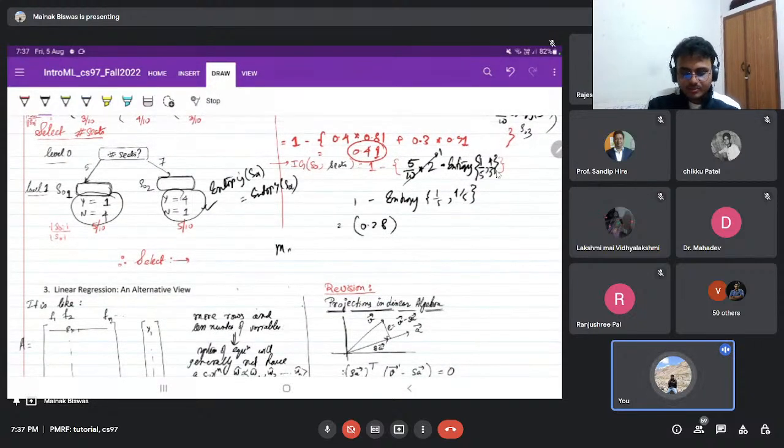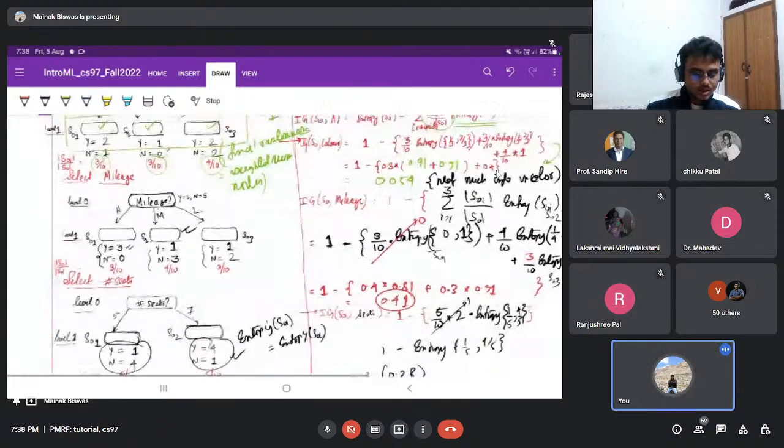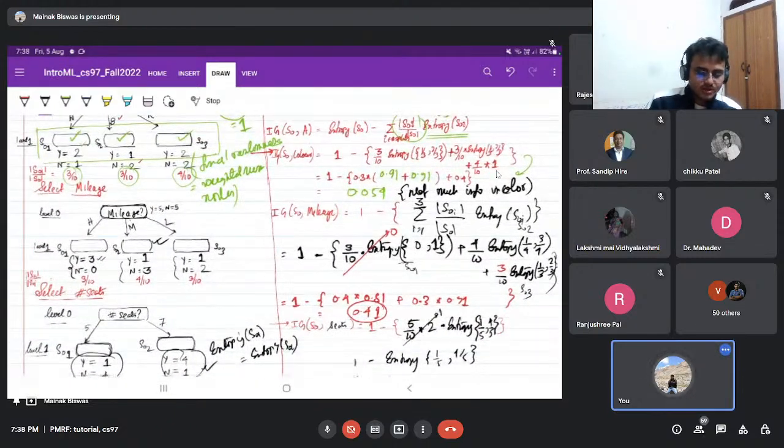So maximum information gain is in mileage. You can select mileage at this point and split this decision tree, and you can recursively continue this process by seeing which of the following gives the maximum information gain. When you split on mileage, you'll see that this requires no more split.